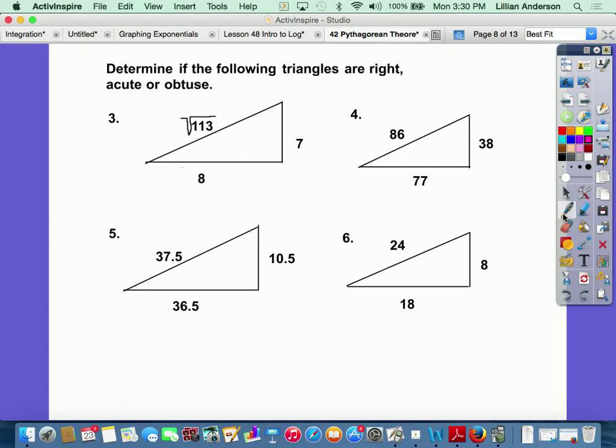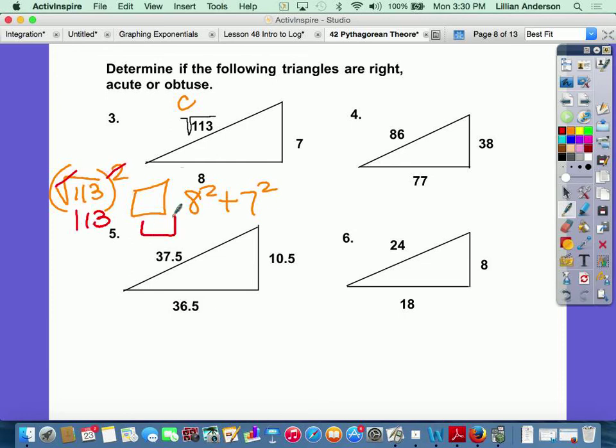To determine if the following triangles are right, acute, or obtuse, we still need to use the good old classic Pythagorean theorem, and we have to figure out what our c is going to be. Our c is our longest side, so the square root of 113 is our c. When I set it up, it's the square root of 113 squared and then a squared plus 7 squared. When I square the square root, they cancel out, so I'm left with 113, then 64 plus 49.